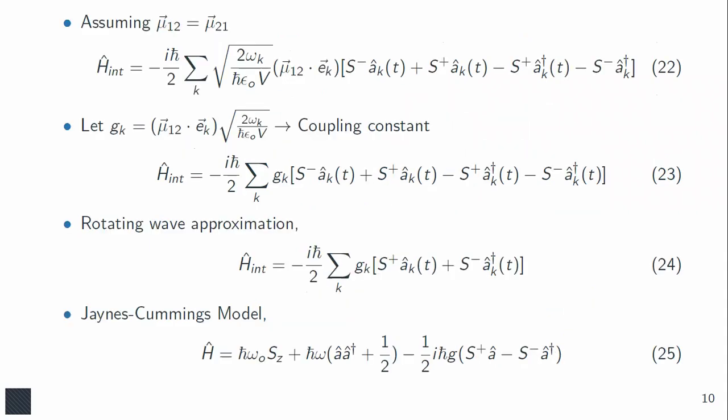So further simplifying our problem by assuming that the transition dipole moments have the same value and the same direction in going from excited to ground state and ground state to excited state. So we make use of this fact and take the common term out of the bracket, and this comes up with equation 22.